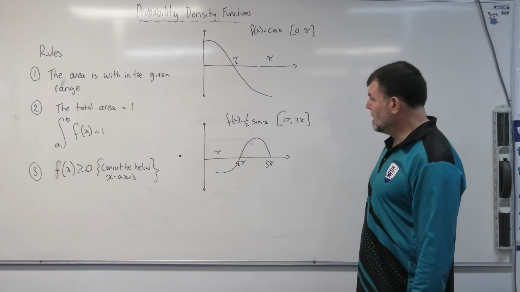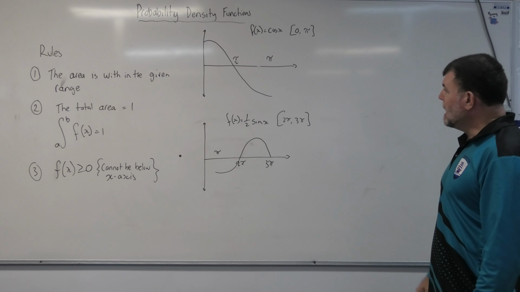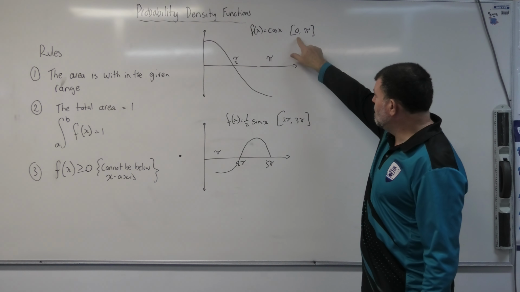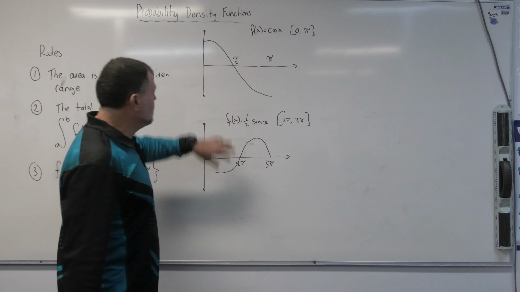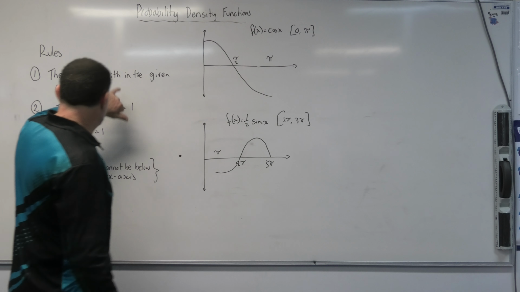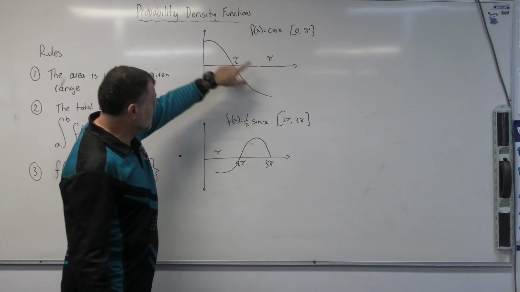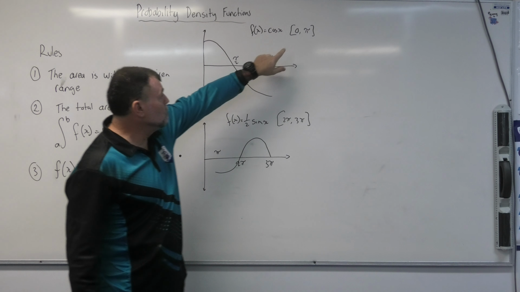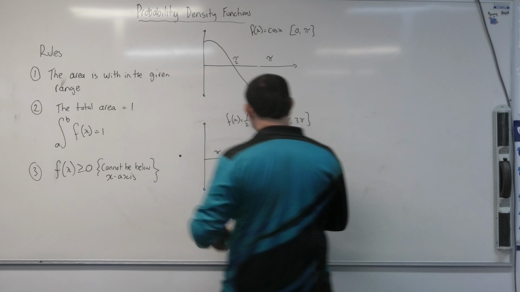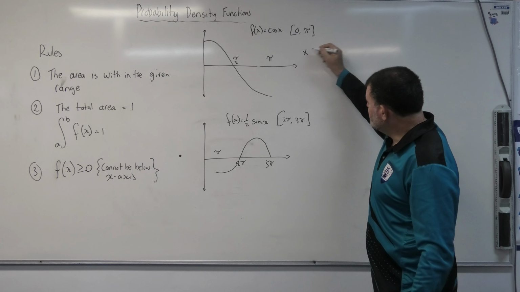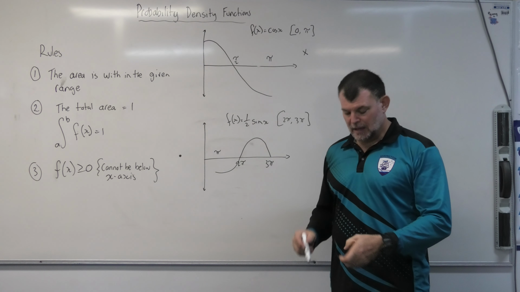So for example, if we have a look at the top one here, where we've got the function of cosine, and we're looking at the range between 0 and pi. Straight away, we're not going to worry about whether it is equal to 1. We can see that because it's gone from 0 to pi, part of this function within this range is below the x-axis. So we can safely say here that this is not a probability density function.